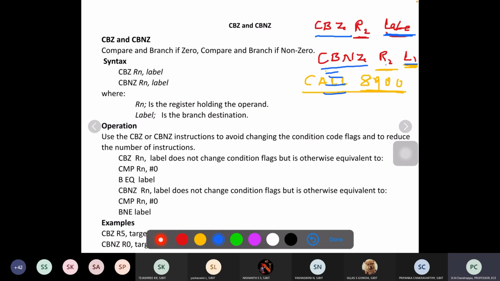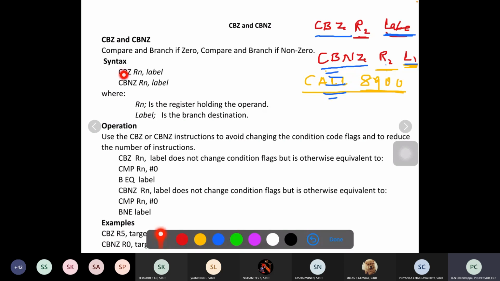Some instructions available in Cortex-M3 are unconditional instructions. Branch, simply label it, branch to somewhere. BX, BL, like that. But this is conditional. If the condition is satisfied, then only go to the specified location label. If the condition is not satisfied, it will go to the next instruction. It does not go to the specified location. Are you clear on this?